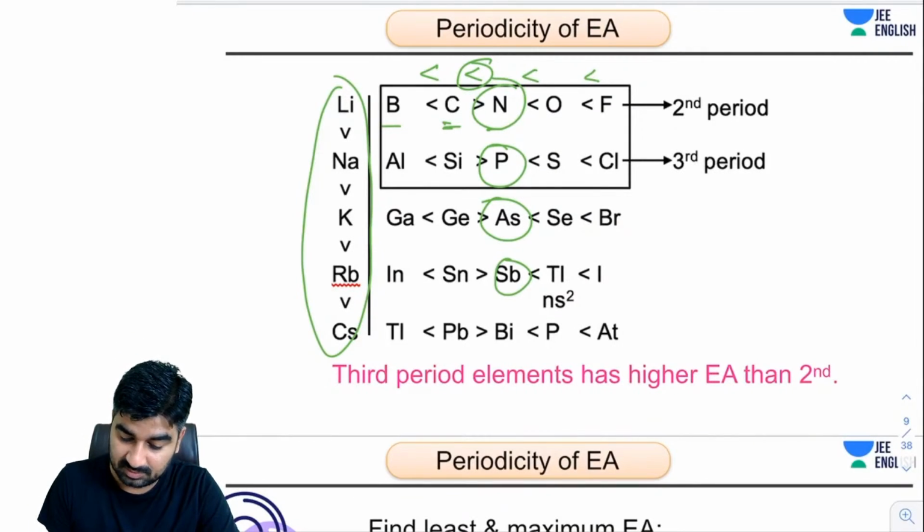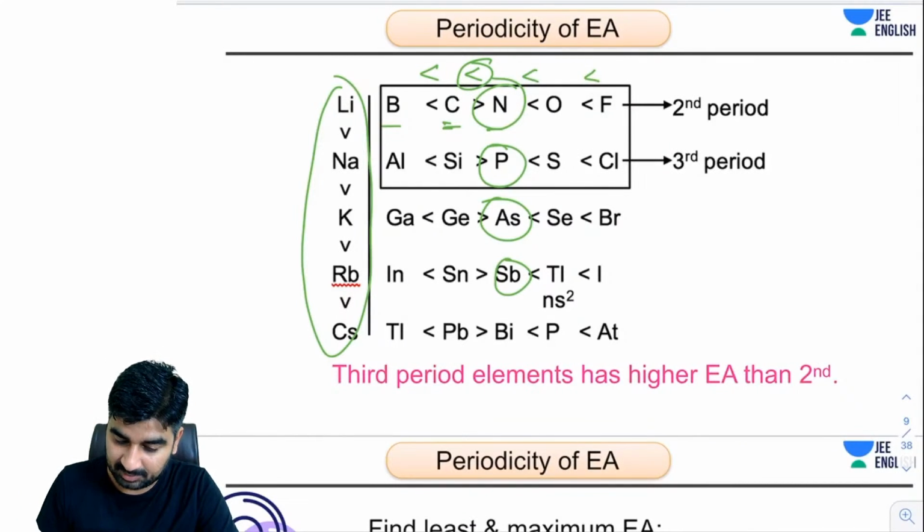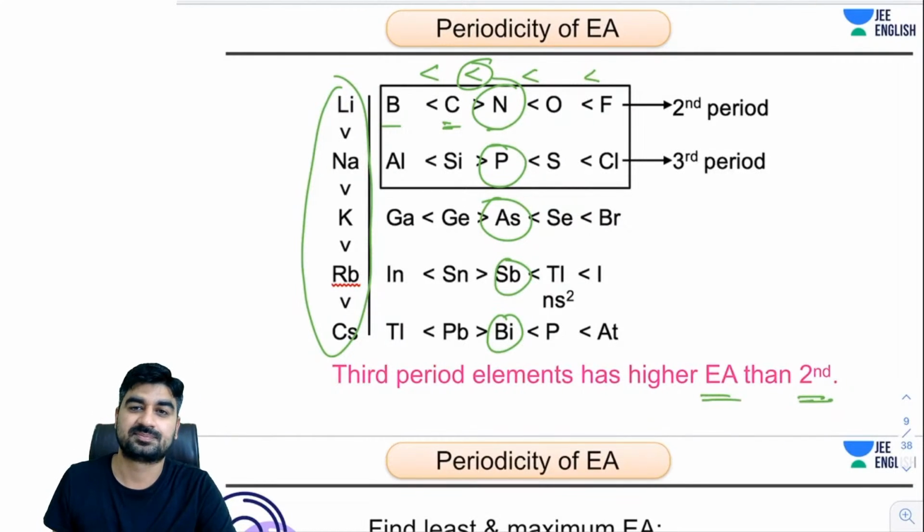So this is the periodicity, and I have made the complete table. I hope you have noted it down. Any doubt? So the third period element has higher electron affinity than the second.